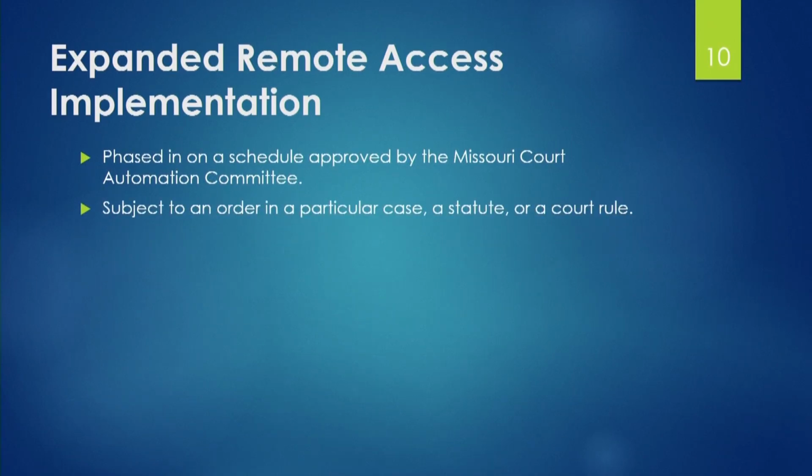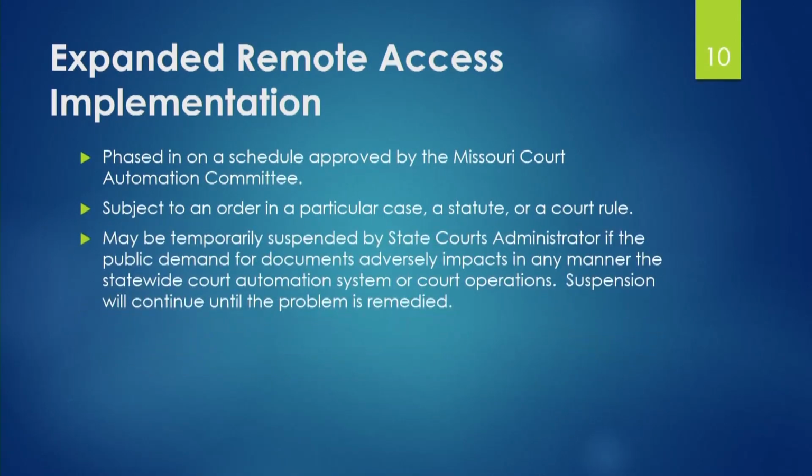When implementation begins, it does not change the fact that certain documents may be subject to orders in a particular case, a statute, or a court rule that makes them confidential. And also, the remote public access may be suspended by the state court's administrator if remote public access proves to be disruptive to the statewide case automation system or court operations. Suspension will be in place until the problem is remedied.